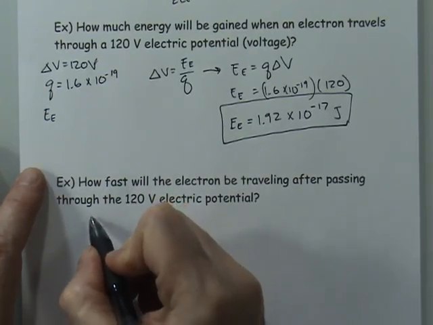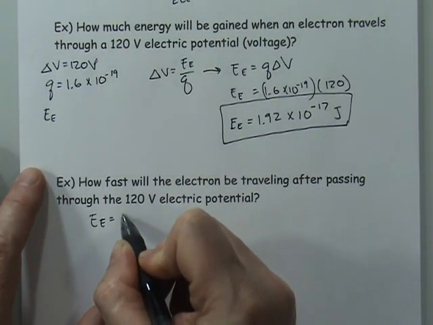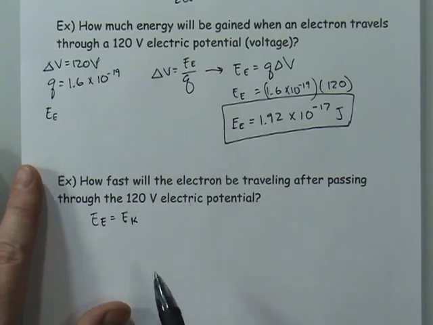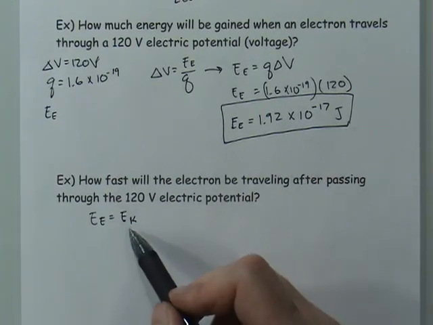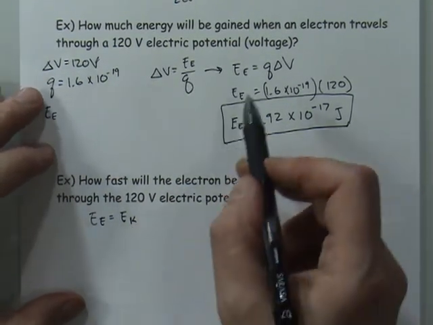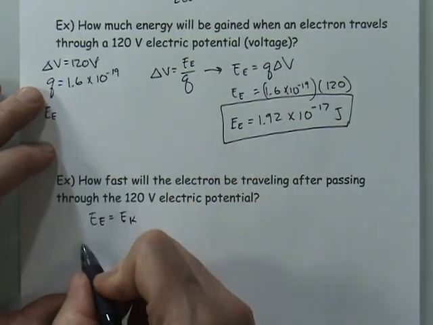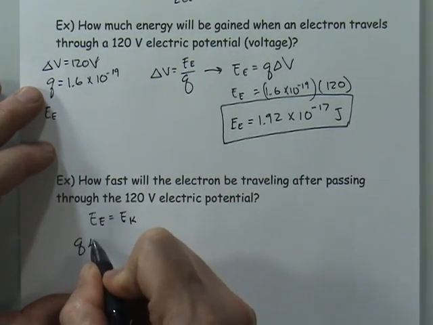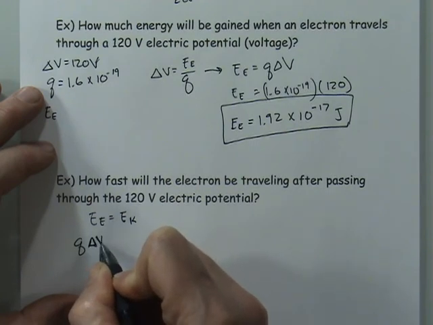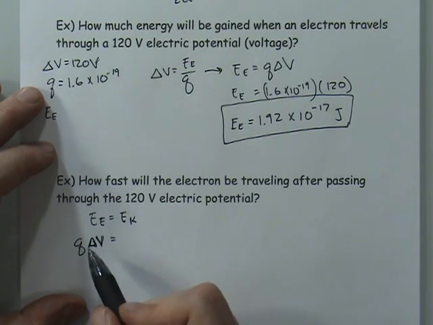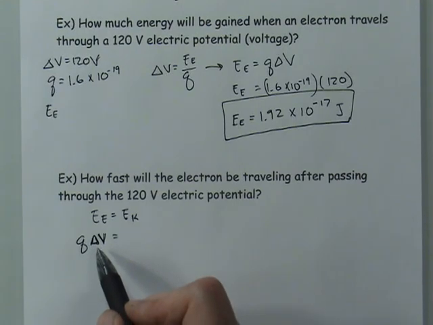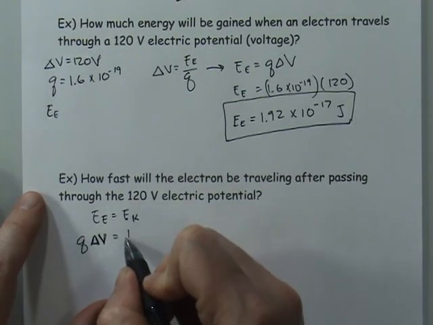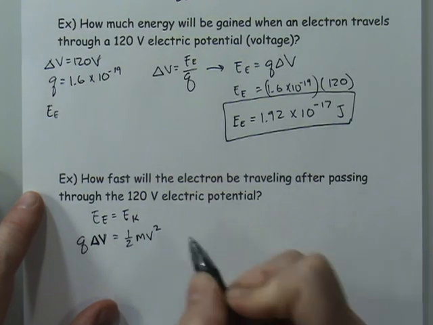So in this particular case, here's what we're doing. We're saying EE must be equal to EK. So that electrical potential energy, the 1.92 times 10 to the minus 17 joules, that will all be turned into kinetic energy. So I'm going to go ahead and write the equation. I want you to see visually the equation. The EE side is going to be Q delta V. Remember, Q delta V is like the MGH of the electrical world. Just like MGH is the formula for gravitational potential energy, Q times delta V is the formula for electrical energy. And we're going to set that equal to 1/2 mv squared.